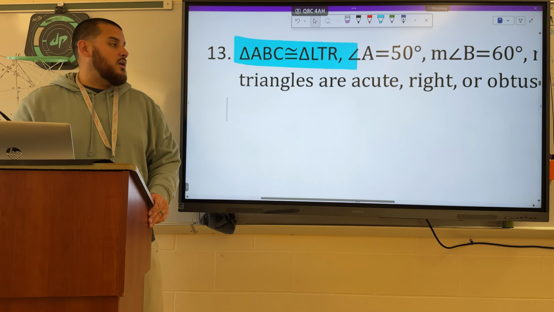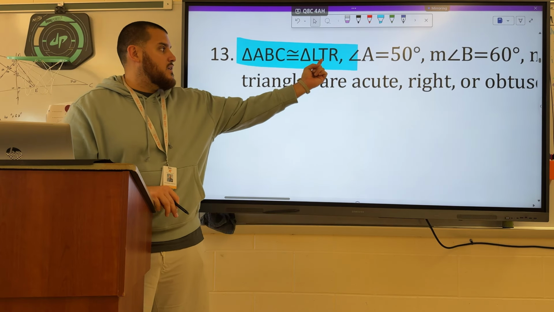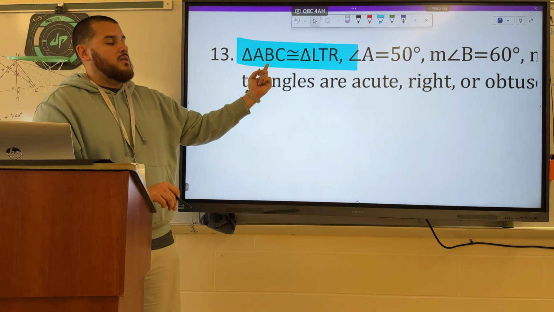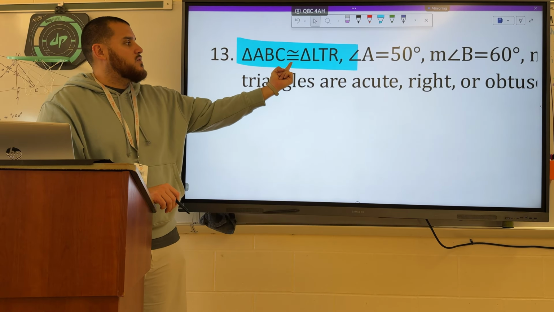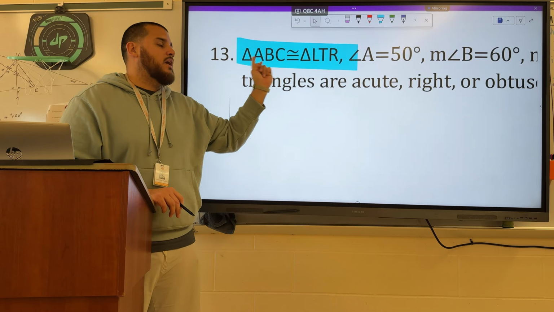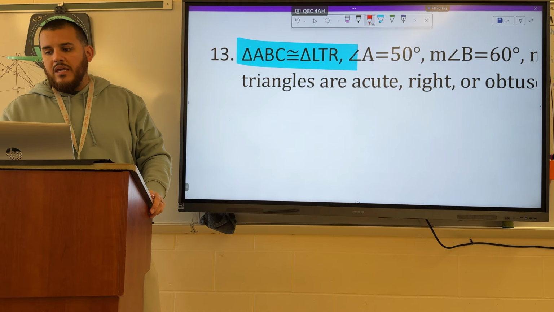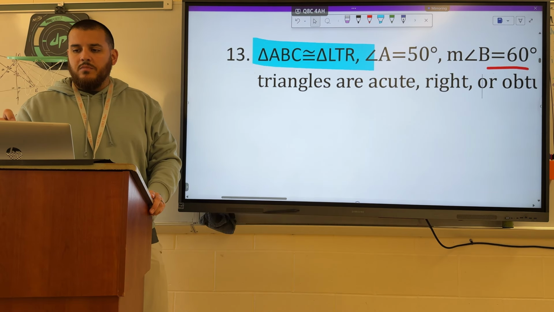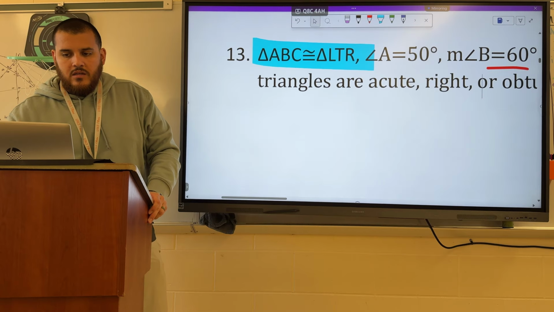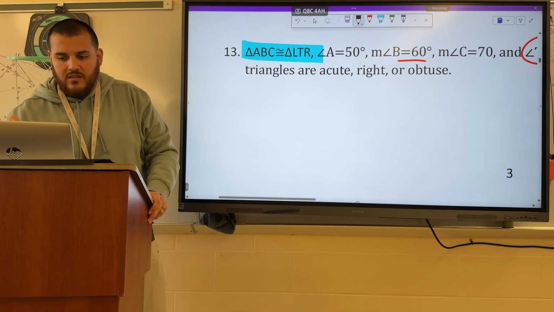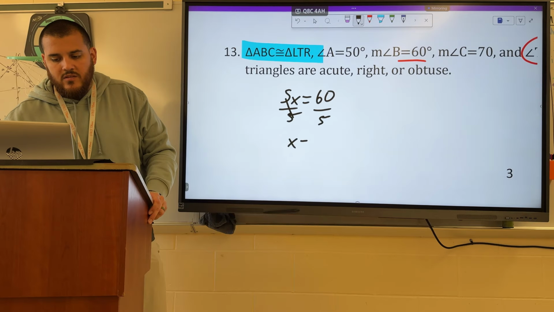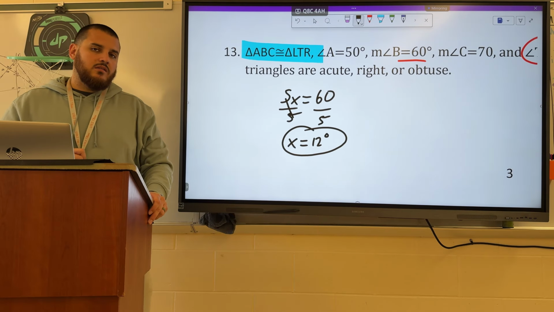That statement tells me what angle is congruent to T. T is in the second position. That must correspond with angle B, which is in the second position for this triangle. Because the triangles are congruent, it means equal in measure, those angles have to be equal. So angle B is 60 degrees, therefore my angle T must also be 60 degrees. So angle T is 5x, angle B is 60, those need to be equal values. 5x must equal 60. We can divide both sides by 5, and x would equal 12 degrees in this problem.